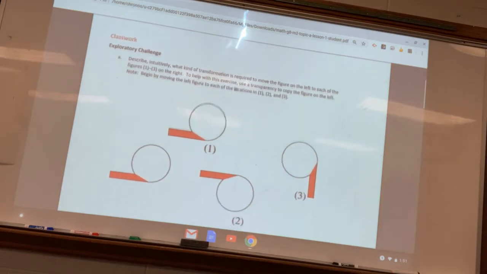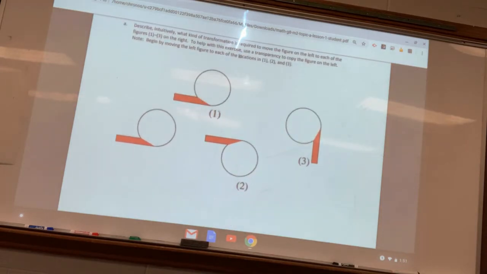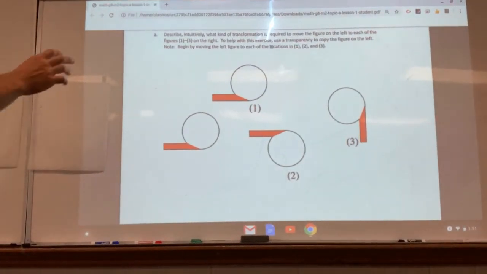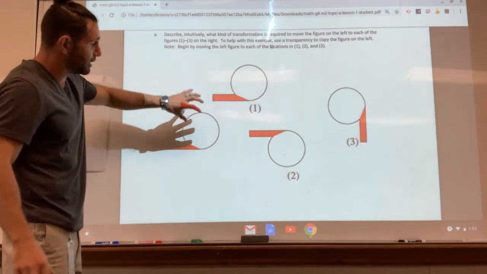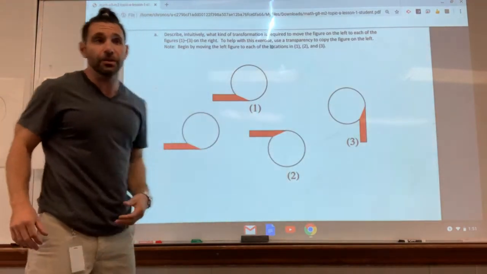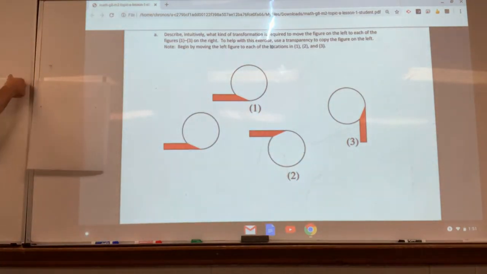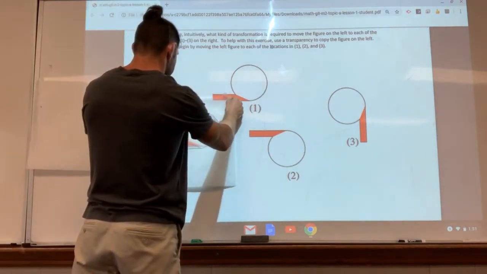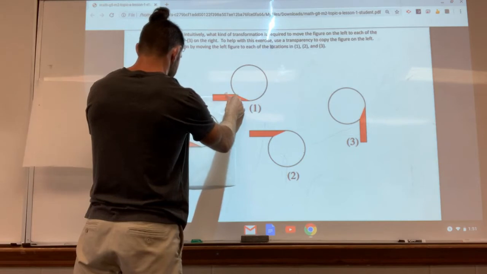Okay, lesson 1 is why things move around. The whole key to this is learning about geometry and learning about congruence. You learned about congruence last year in 7th grade math. Congruence means that they are going to stay exactly the same. So what this is asking us to do is tell me from this figure to each of the other figures what is happening.